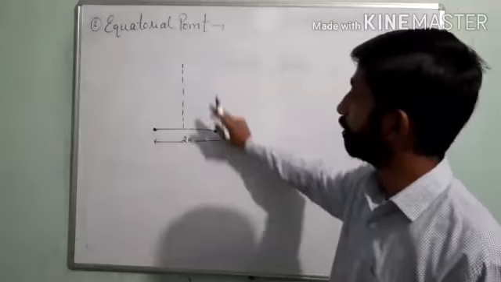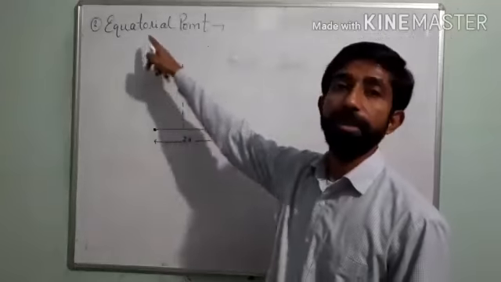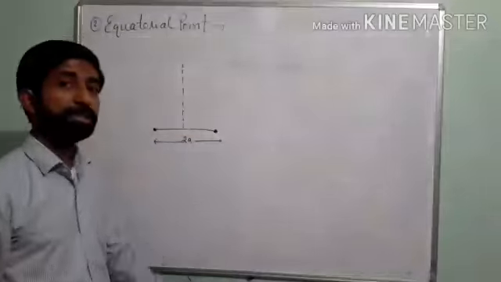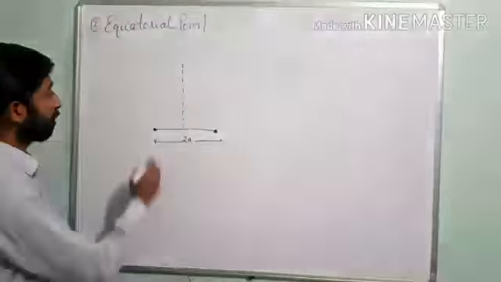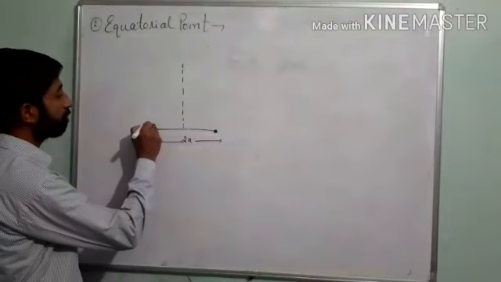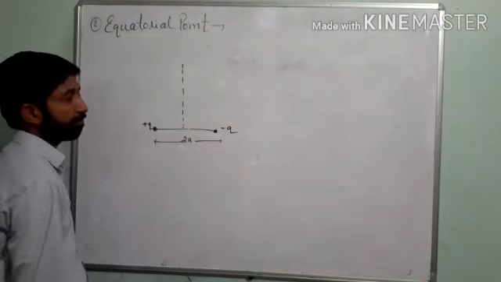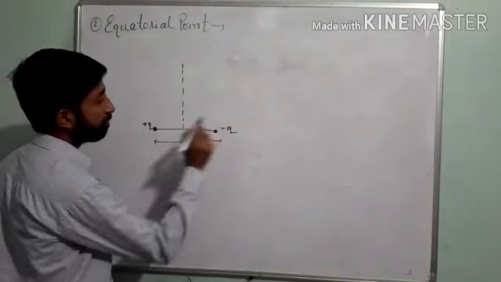Electric field due to a dipole on its equatorial point. First, let's discuss what an equatorial point is. These are two charges, plus Q and minus Q. This is the axis of the dipole.